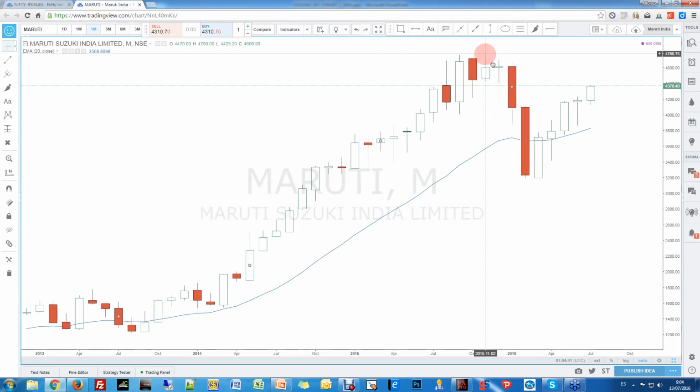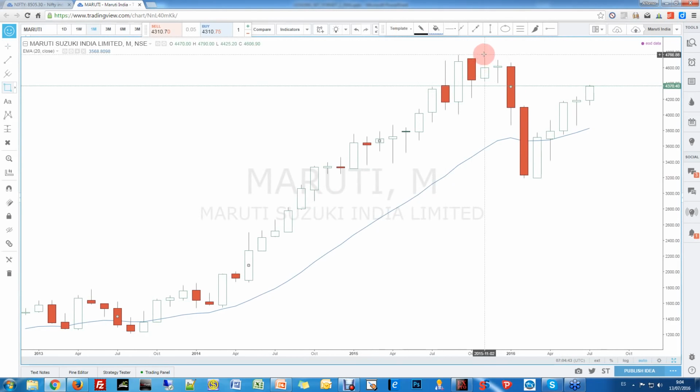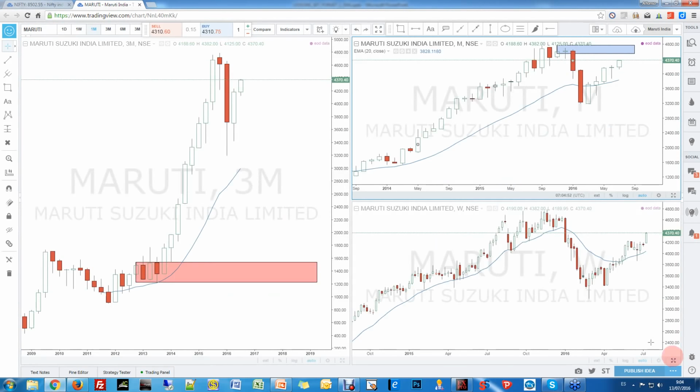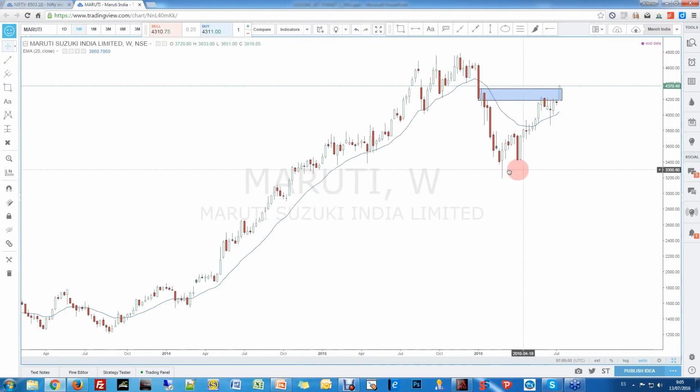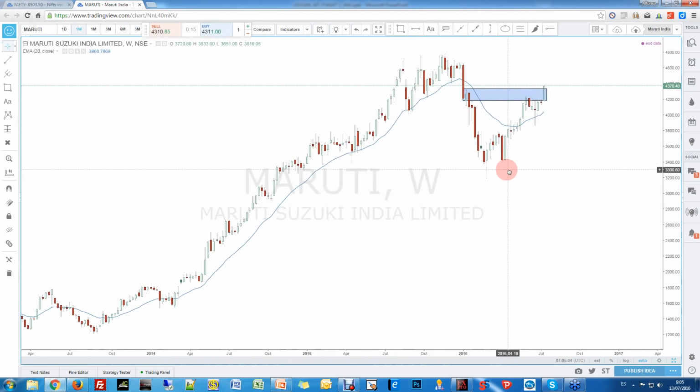Monthly area over there. Supply still not that high. Price is rallying, rally-base-rally. This is on the monthly, and then on the weekly, this is what we have. On the Indian indexes, on Nifty, we have had monthly supply and weekly supply taken out. So this is providing a lot of long opportunities for Indian stocks.